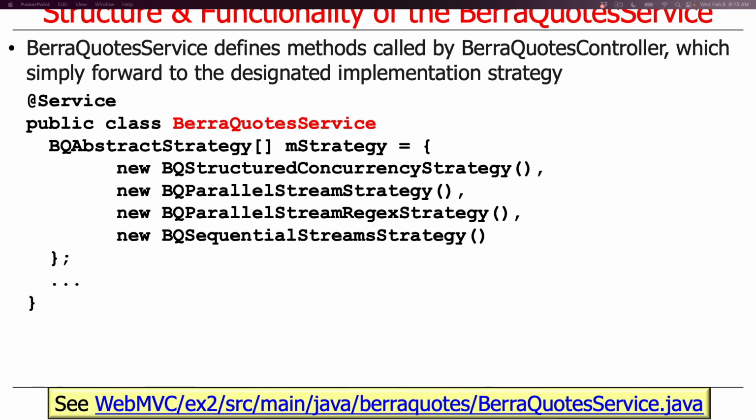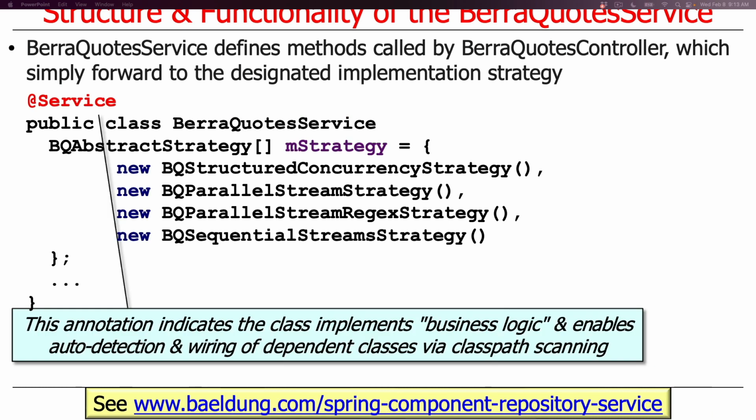OK, so how is the BerraQuotes service structured? This looks actually very similar to the prime check example in that we've got the BerraQuotes service. And as you can see here, this has the @service annotation, which basically says we can do dependency injection. It'll set things up to do dependency injection. There's other stuff related to dependency injection, which you'll see in a second.